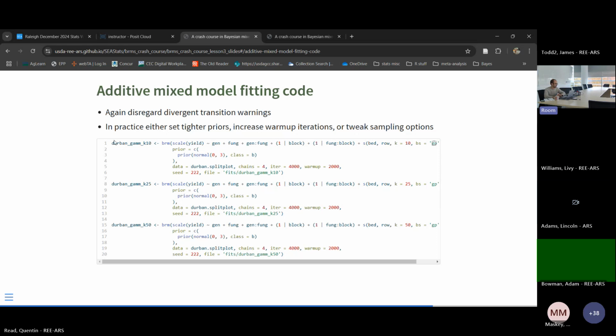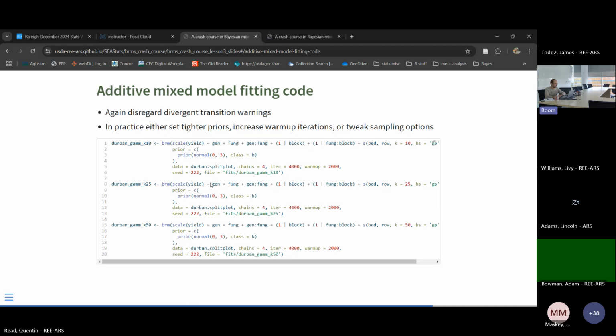The pedagogical reason for fitting these models is not to make sure they're perfect, but to show how to do a generalized additive model and compare different spline dimensions. So you can see there are 3 here. We have K10, K25, and K50.